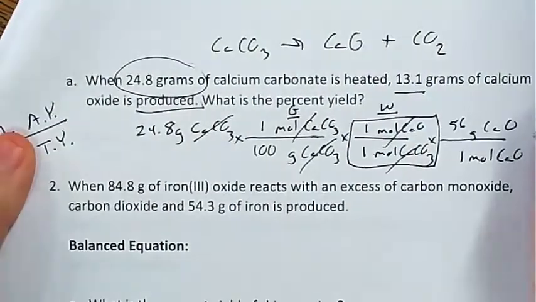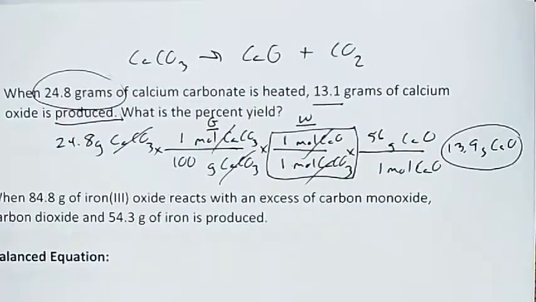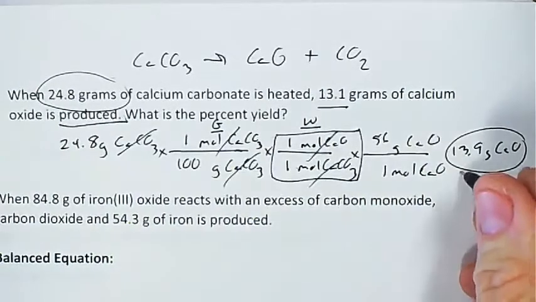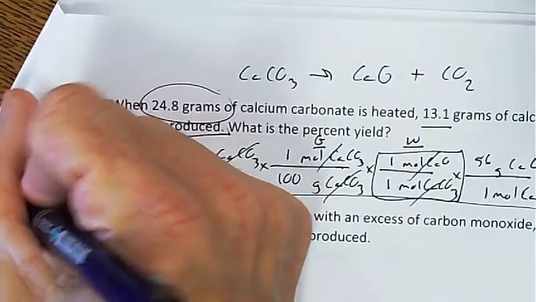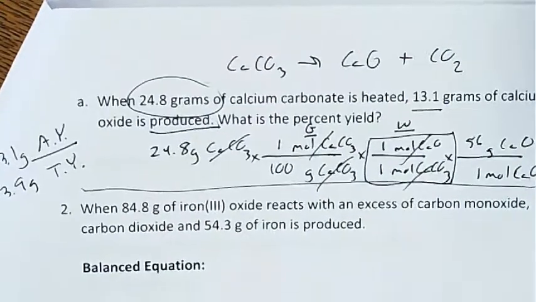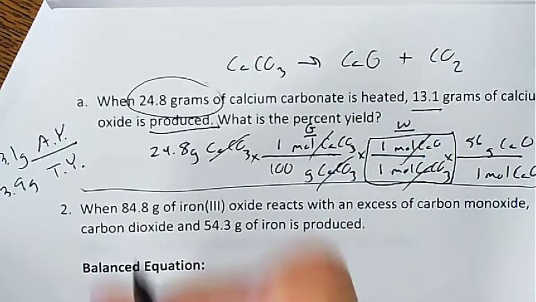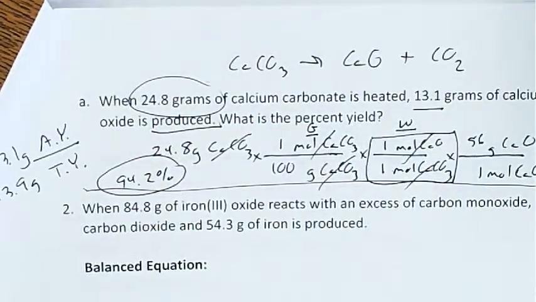You end up with 13.9 grams of CaO. So that's 13.9 grams of calcium oxide. Take that number, that is theoretically how much we should have gotten, and divide it into what they said they got in the lab. So 13.1 divided by 13.9 times 100 to make it into a percentage. And in this case, we got 94.2% of what you should have gotten.